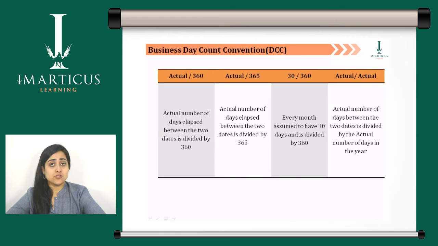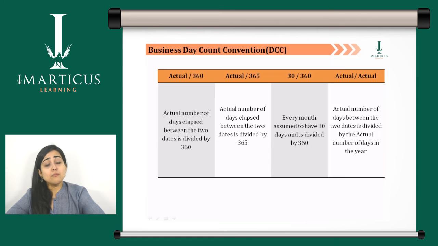First is actual 360. This DCC assumes that the actual number of days elapsed between 2 dates is divided by 360. The year is assumed to have 360 days. Next is actual 365. The actual 365 DCC assumes that the actual number of days elapsed between 2 dates is divided by 365. The year is assumed to have 365 days. Moving on to 30 by 360. A 30 by 360 day count convention assumes there are 30 days in a month and 360 days in a year. That is, a year comprises 360 days.